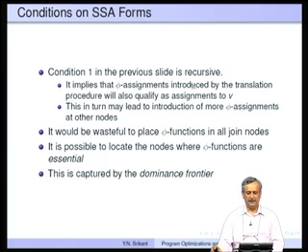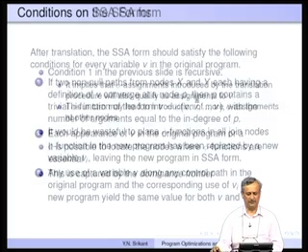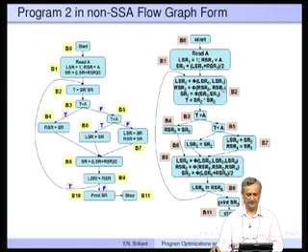So, condition 1 in the previous slide, that is the trivial phi function placement, is recursive. It implies that phi assignments introduced by the translation procedure will also qualify as assignments to v. So, this is what I was saying. So, you have to place phi functions and then look at them, treat that also as a new assignment to v. So, you have to introduce a new variable for that assignment as well. In fact, it may so happen that introduction of one phi assignment will lead to introduction of another phi assignment. I will show you an example in this particular case.